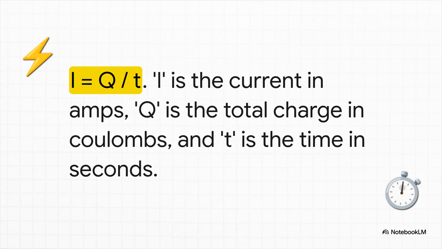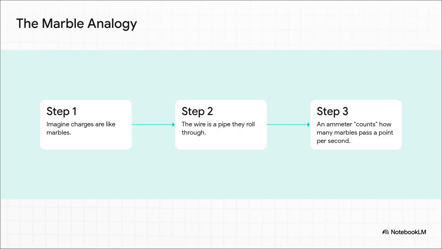Here, I is our current in amps. Q is the total amount of charge, which we measure in coulombs, and T is how much time it takes for that charge to pass by. Pretty simple, right? Okay, to really get a feel for this, let's use an analogy.